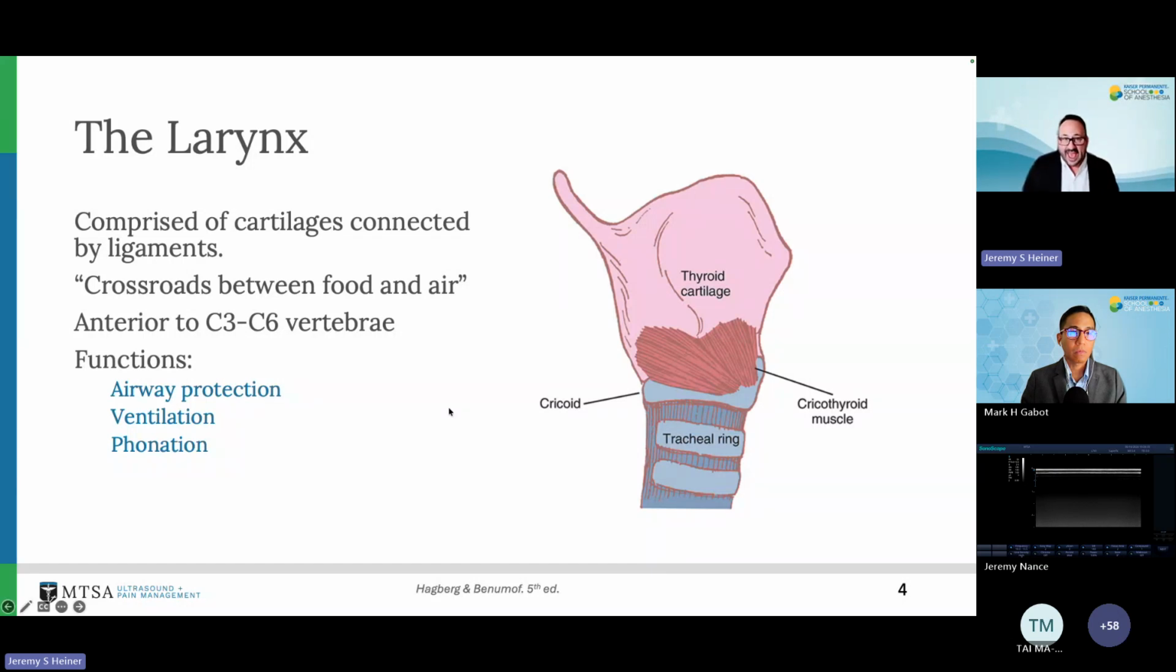Does anybody have anything to add about this important piece of anatomy? All right, hearing nothing, we're going to move on to what we do to scan the neck.